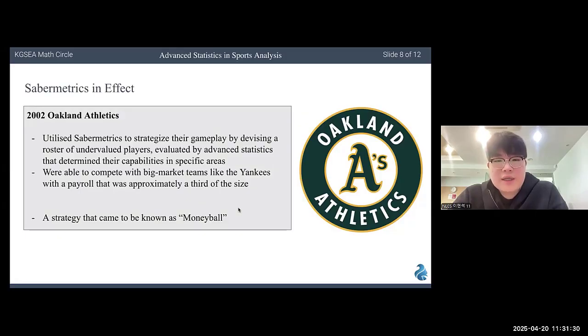Now, by re-evaluating their strategy in this way, the 2002 Athletics, with a budget of $44 million for player salaries, were competitive with larger market teams such as the New York Yankees, whose payroll exceeded $125 million that season. Effectively, this approach brought the A's to the playoffs in 2002 and 2003.